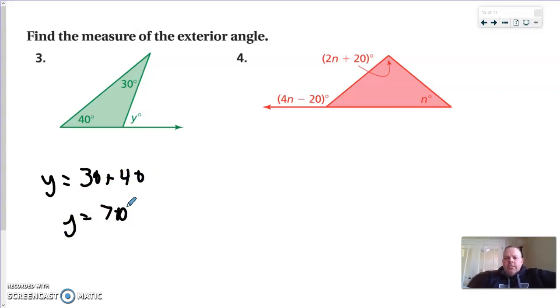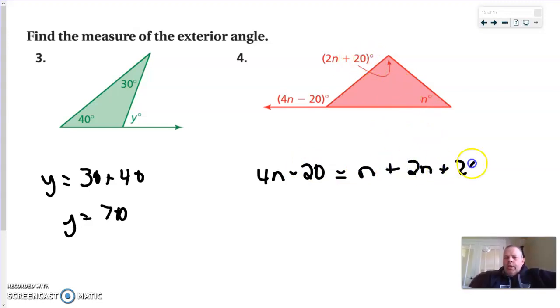In this one, it gets a little tougher because we have the outside, which is 4n minus 20, is going to equal the interior n plus the other interior 2n plus 20. Again, our goal is to get all the variables on one side, but I'm going to combine some things over here. So I have 4n minus 20 is equal to, combine those, 3n plus 20.